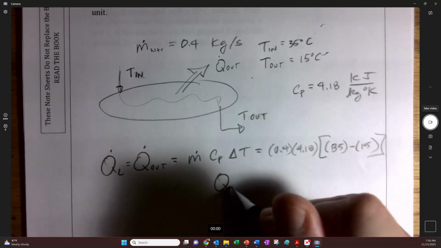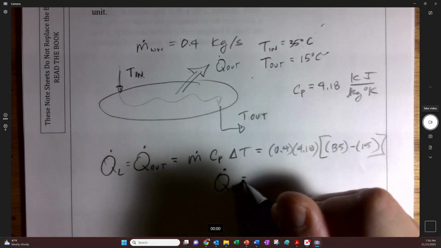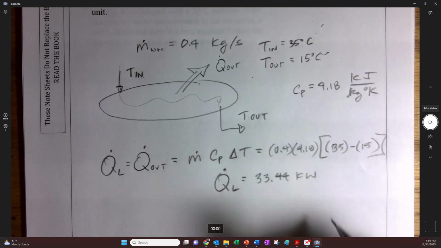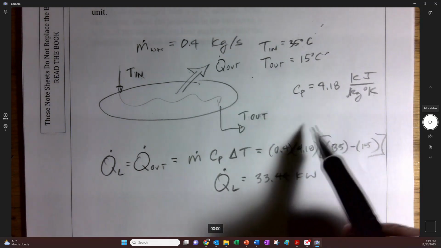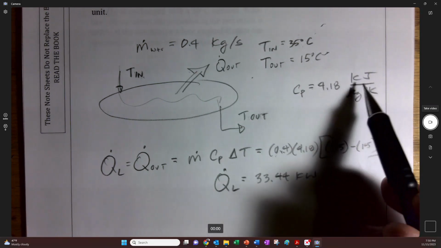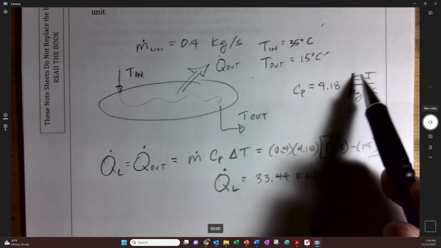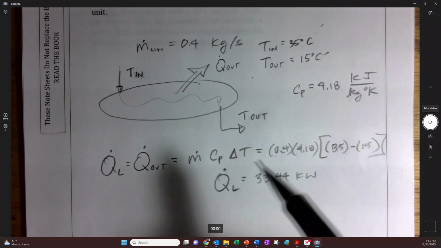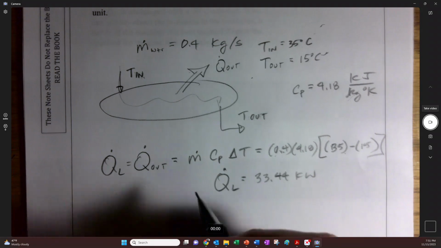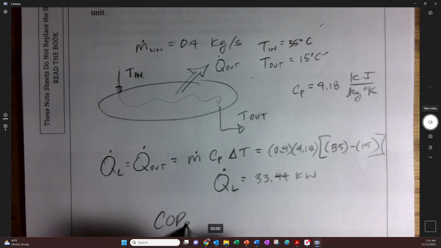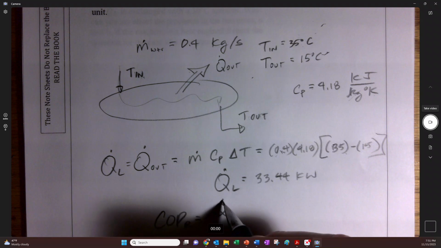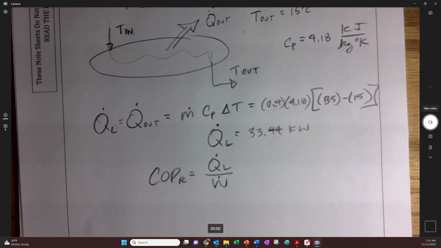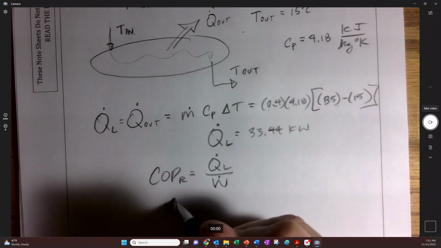And so the Q dot L is going to be 33.44 kilowatts, right? Because it's kilojoules, kilograms per second, and degrees, so we're left with kilojoules per second, so that's a kilowatt. And the coefficient of performance for a refrigerator here is the Q dot L over the power in. So we can find what the power in is going to be.